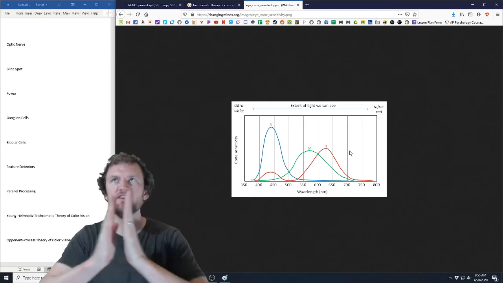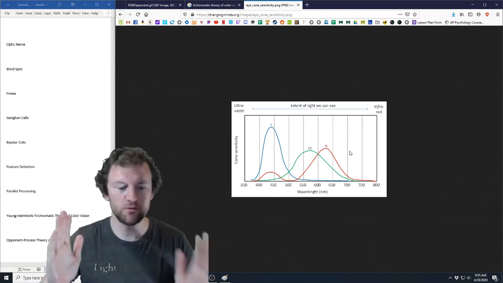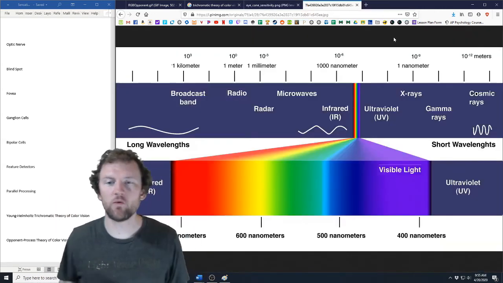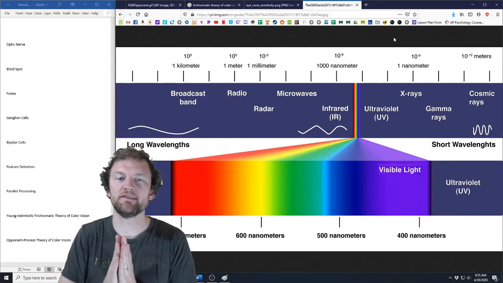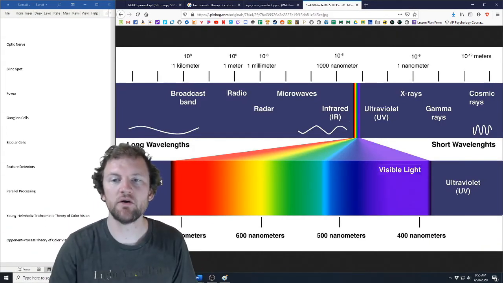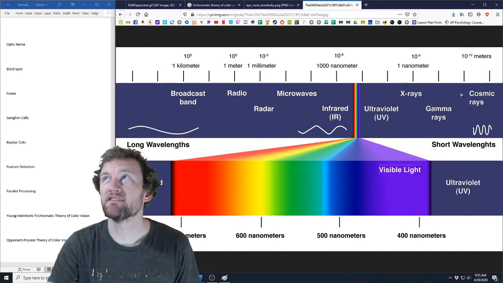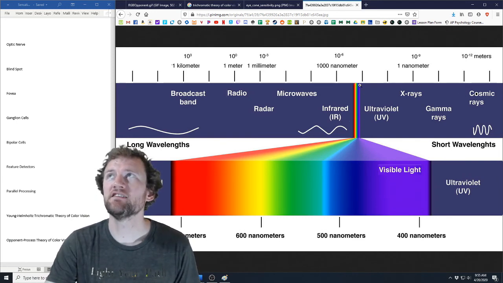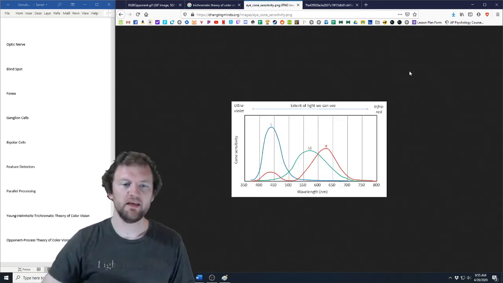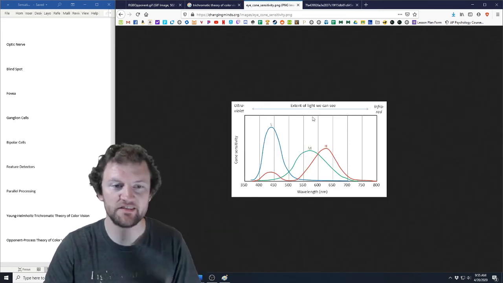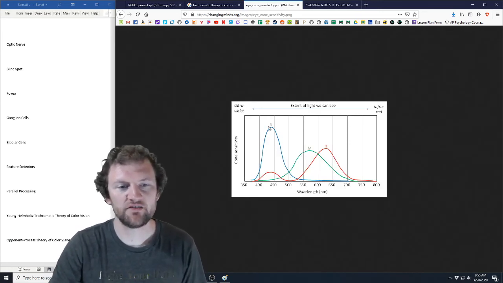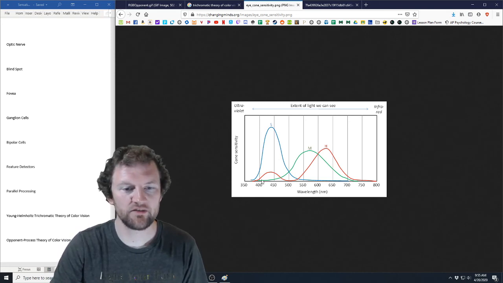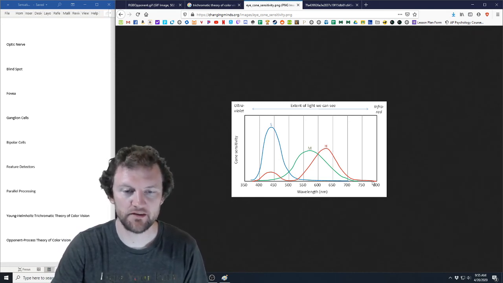And the entire visual spectrum of light that we can see, which by the way is a very small subset of all light waves. So these are all of the light waves that exist, and then this little piece here is what we can actually see. Of the light waves that we can see, this range is picked up by the short wavelength cones, this one by the medium wavelength cones, and this by the long wavelength cones.